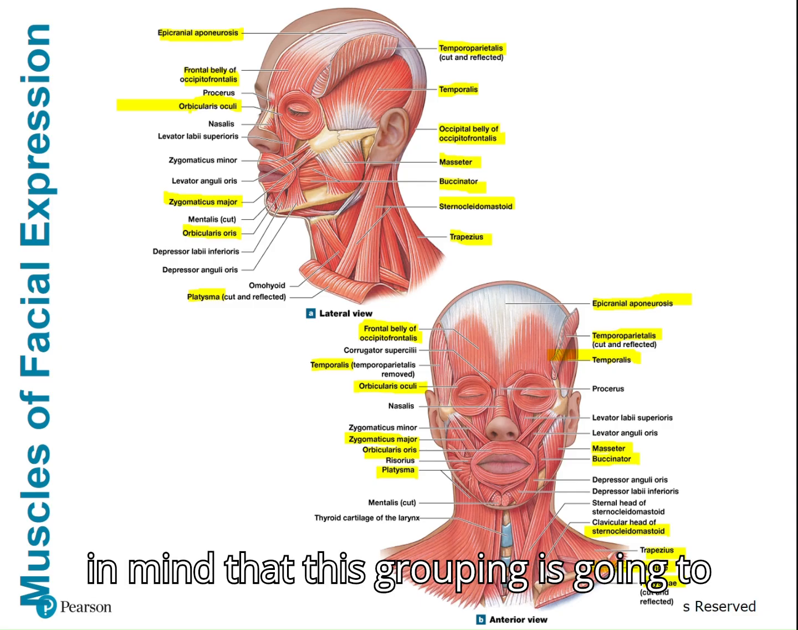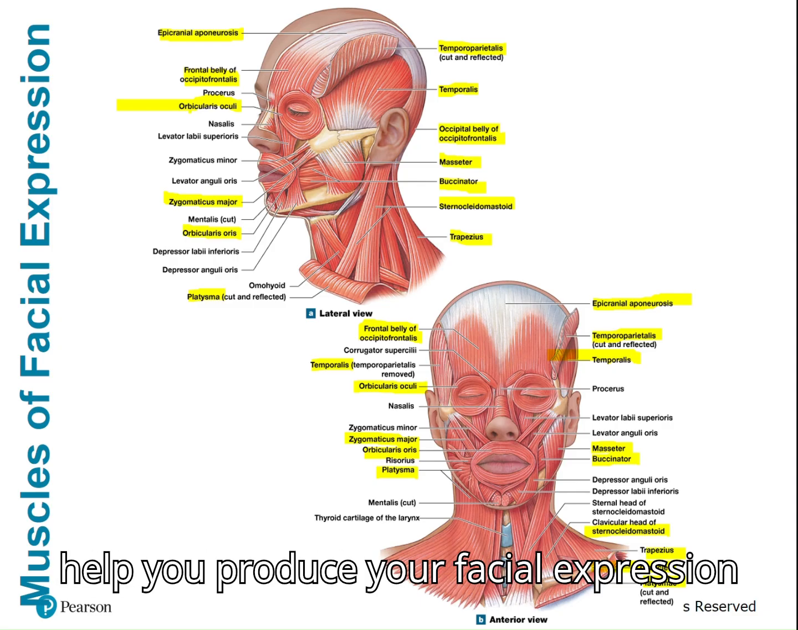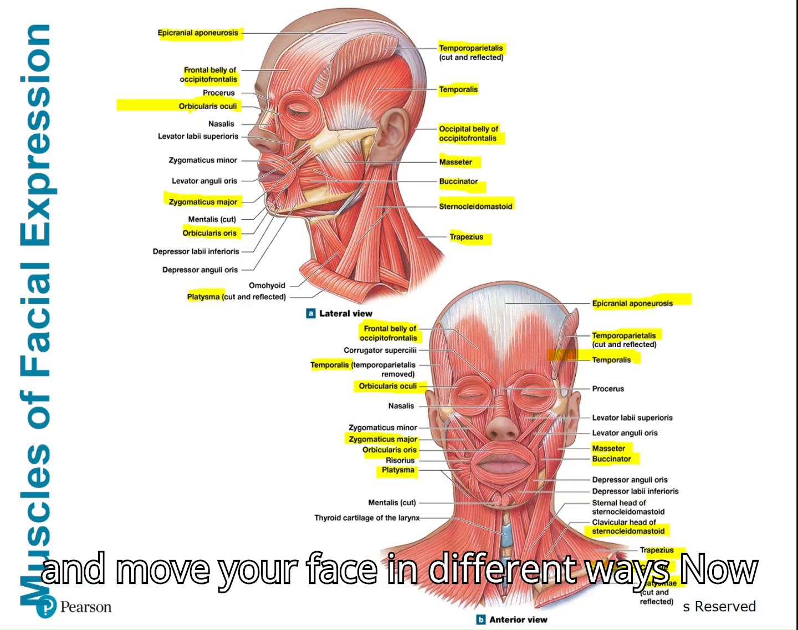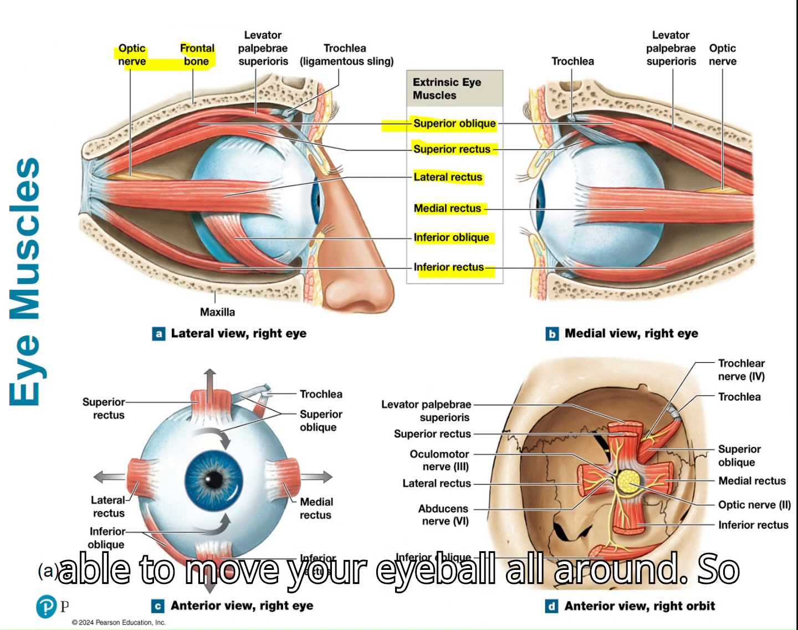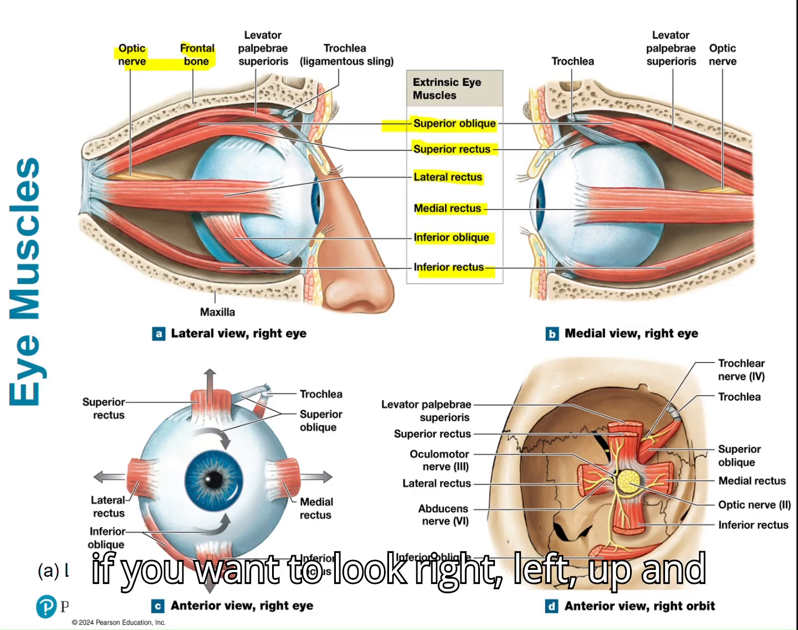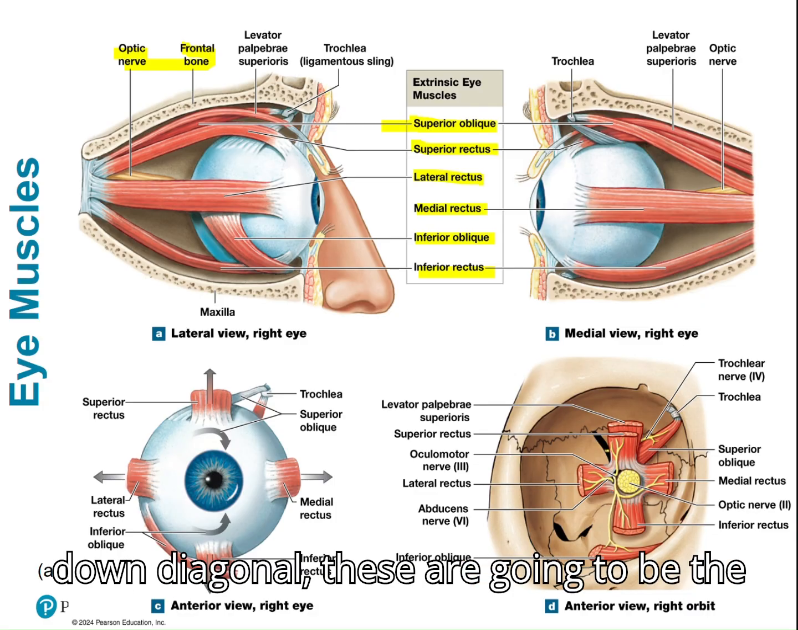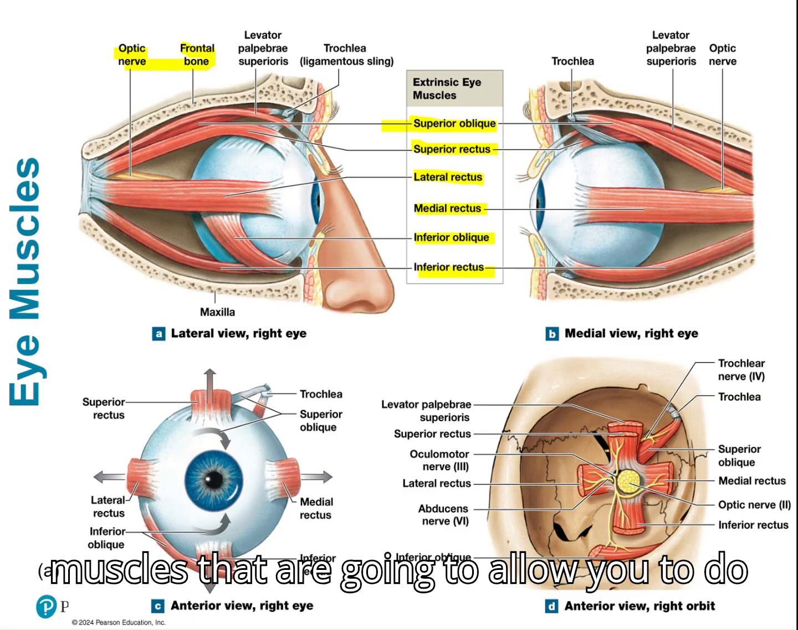But again, keep in mind that this grouping is going to help you produce your facial expression and move your face in different ways. Now this one's going to show the different eye muscles and how you're going to be able to move your eyeball all around. So if you want to look right, left, up and down, diagonal, these are the muscles that are going to allow you to do that.